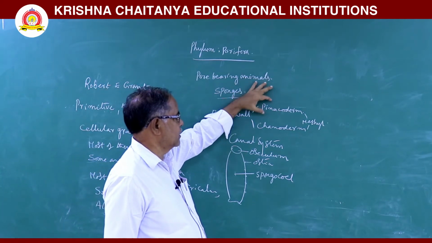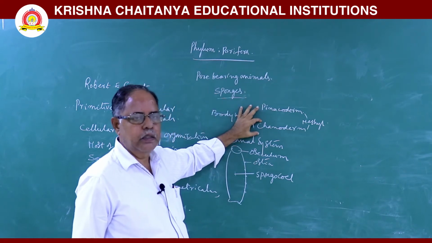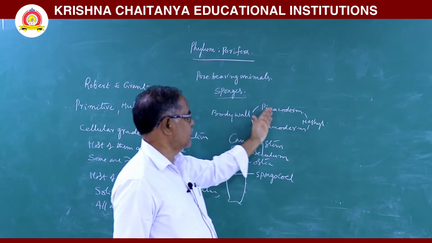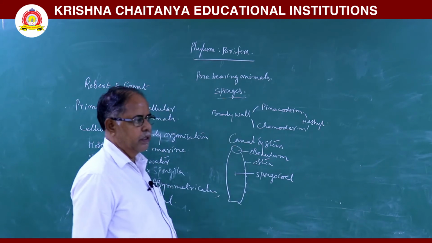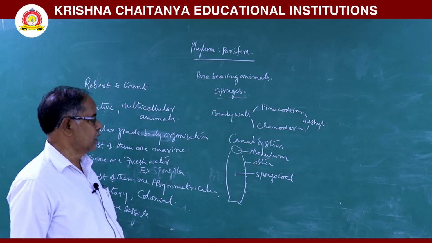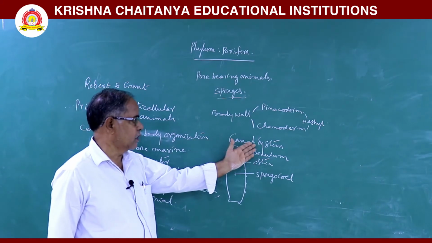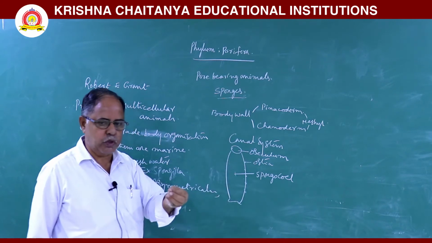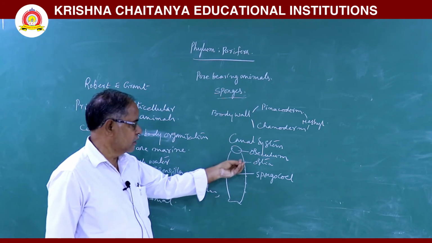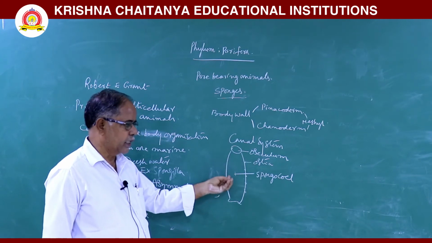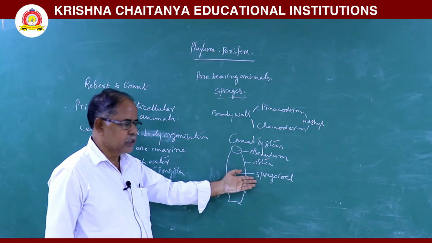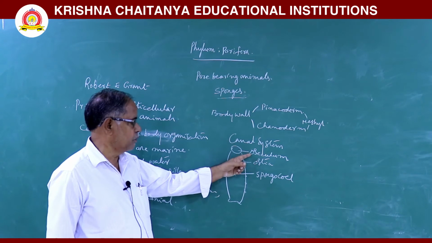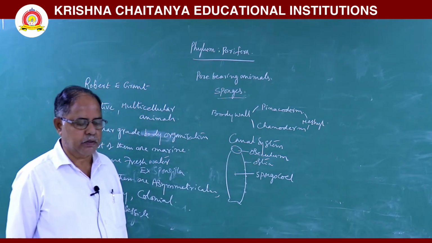In this animal, the body wall is divided into two layers. The outer layer is called the pinacoderm. The inner layer is called the choanoderm. In between, one gelatinous membrane is there. This gelatinous membrane is called the mesohyl. In this animal, one special system is present, that is called the canal system. On the surface of the sponges, minute pores are there. They are called ostia. These ostia open into the body cavity. This body cavity is called the spongocele. This spongocele opens out through a pore. That pore is called the osculum.